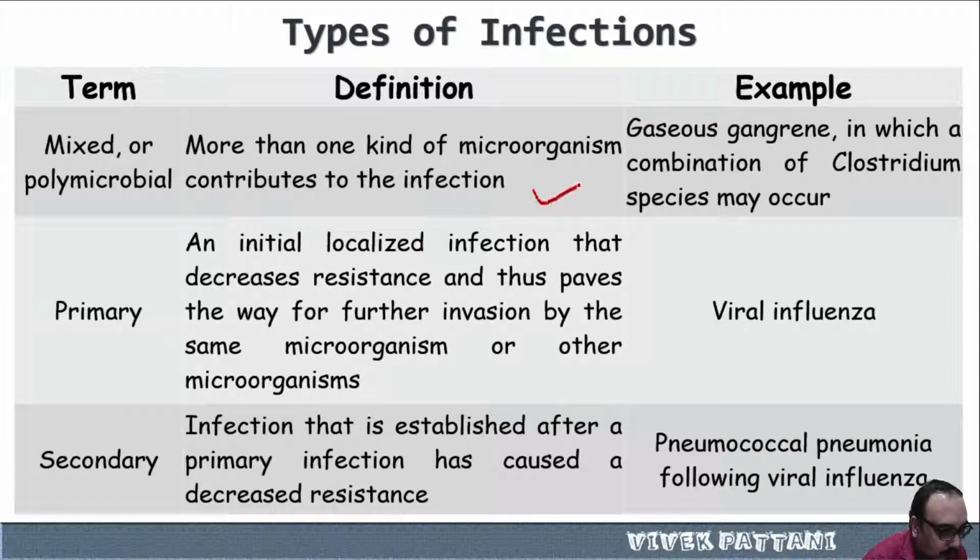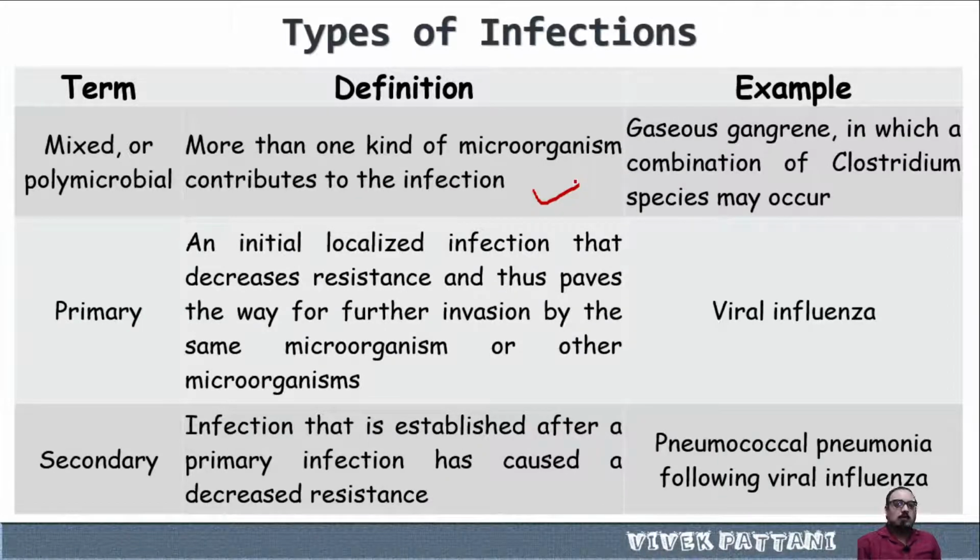Now the next one, mixed or polymicrobial infections, where more than one microorganism is involved in an infection. There are many examples of this type, where more than one kind of microorganism contributes to the infection at a time. The example given here is gas gangrene, in which a combination of Clostridium species may occur.